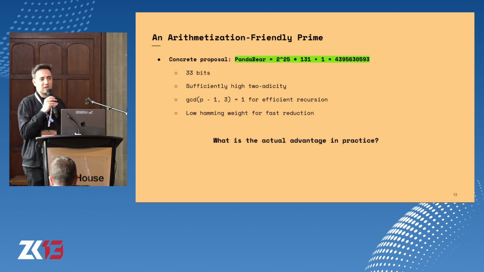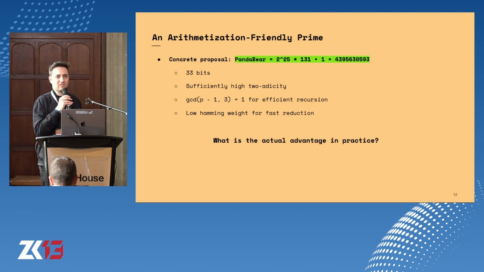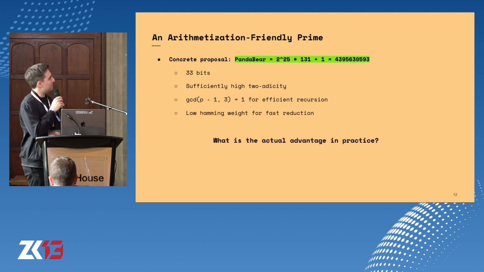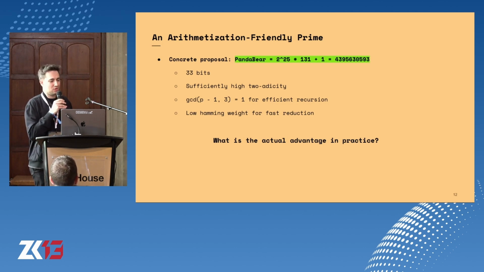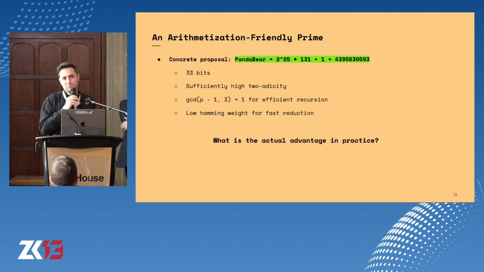Why is it called Panda Bear? Because, I don't know, every prime is called something with a bear, and I think Panda Bear is not yet taken, so why not? It has a sufficiently high two-adicity. I think it's 24 or something, if I'm not mistaken, which is lower than some others, but still. It also fulfills this nice condition, the GCD condition, so you can use Rescue, for example, with degree 3 power map. And it even has a low Hamming weight for fast reduction, if you want to do something like that.